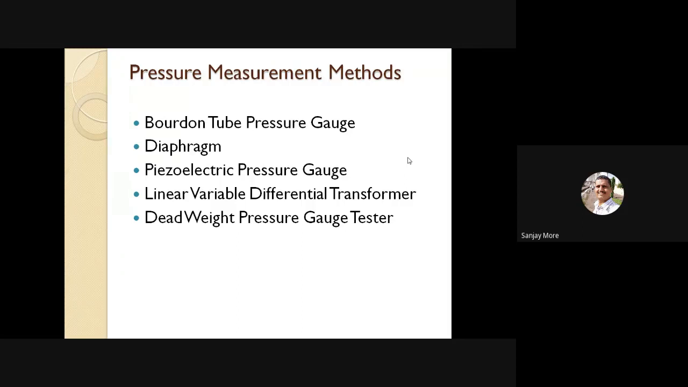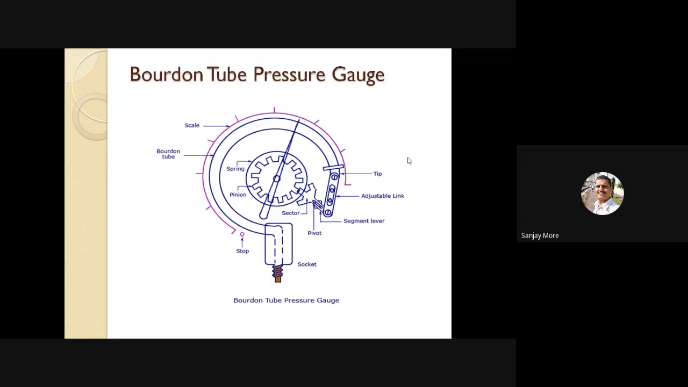Next is a linear variable differential transformer, means LVDT. And last, dead weight pressure gauge tester. These are the different pressure measurement devices. Okay. First one is a Bourdon tube pressure gauge. It is also known as a mechanical pressure gauge. Here is the diagram of Bourdon tube pressure gauge.